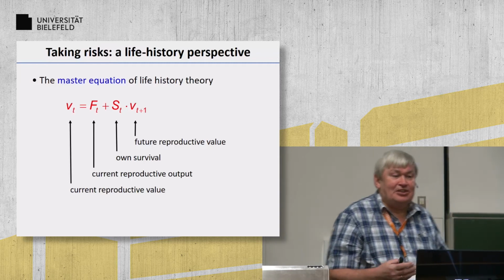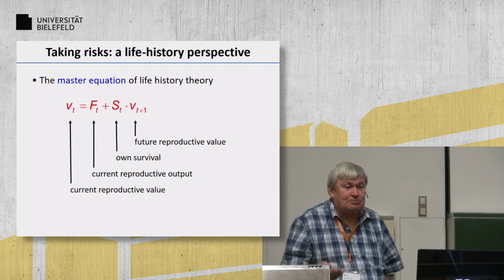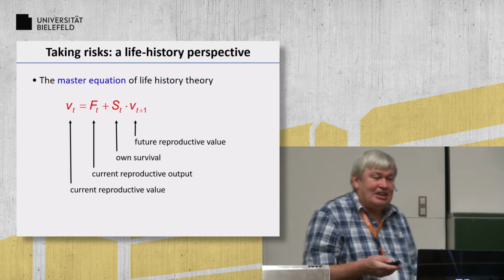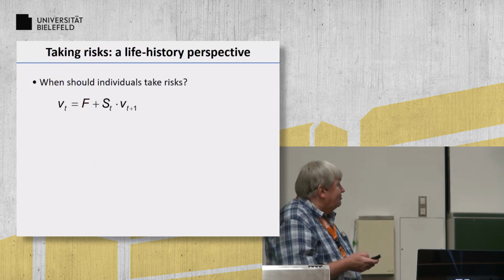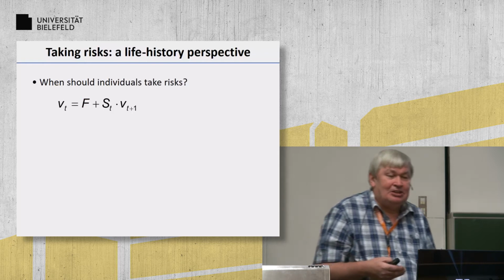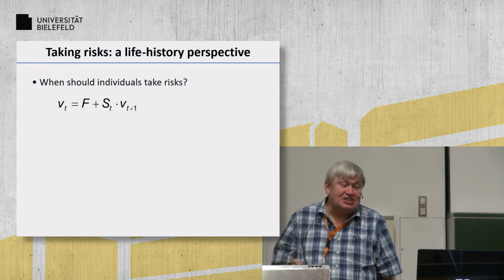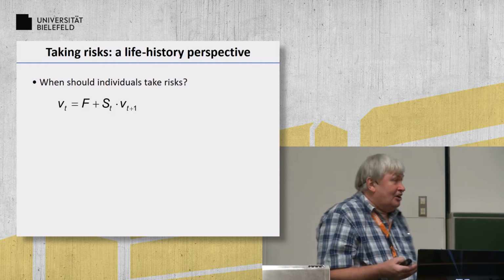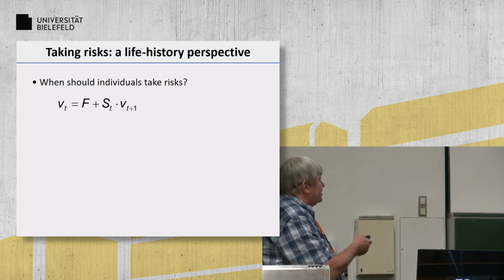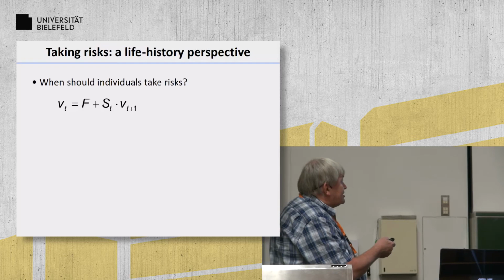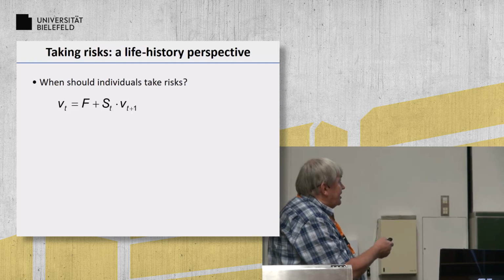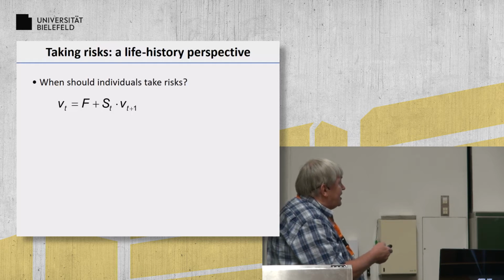So this equation, I think, looks quite plausible. It can be derived mathematically. But now we can use this equation to understand when individuals should get involved in risky business or not. In this case, this is the standard kind of equation. So let's now assume this is the status quo situation: status quo reproductive output is F, and the status quo survival is T.